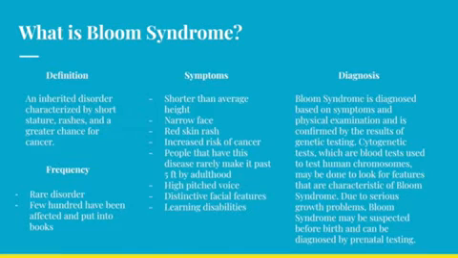What is Bloom syndrome? Bloom syndrome is an inherited disorder characterized by short stature, rashes, and a greater chance for cancer. It is a rare disorder and only a few hundred have been affected and put into books. Some symptoms include shorter than average height, a narrow face, a red skin rash, an increased risk of cancer, and people that have this disease rarely make it past 5 feet by adulthood. They have a high-pitched voice, distinctive facial features, and learning disabilities.